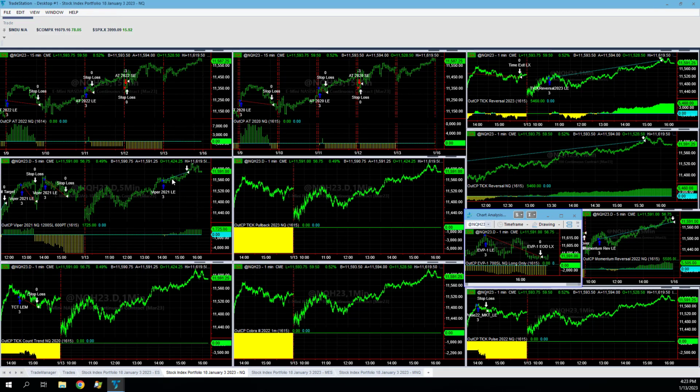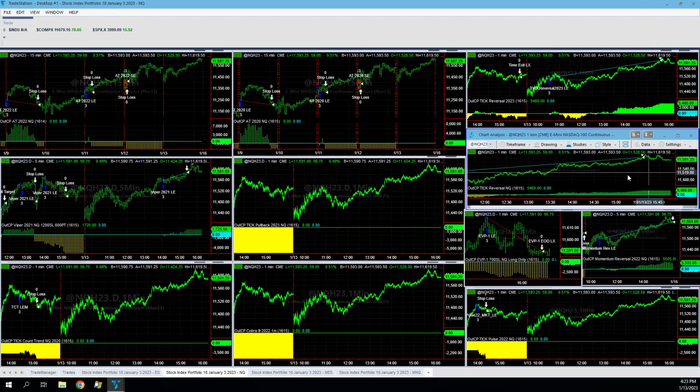Here are the trades on the day. Viper had a nice trade at the end of the day. Tick reversal, got long, had some adverse excursion, then the market broke out to the upside. This is trading three E-minis, and now we're looking at tick reversal, two different versions of tick reversal. They took the same trade today, so nice trade on both. Momentum reversal took the long trade as well, and up on the day, 55.05 on three E-minis.